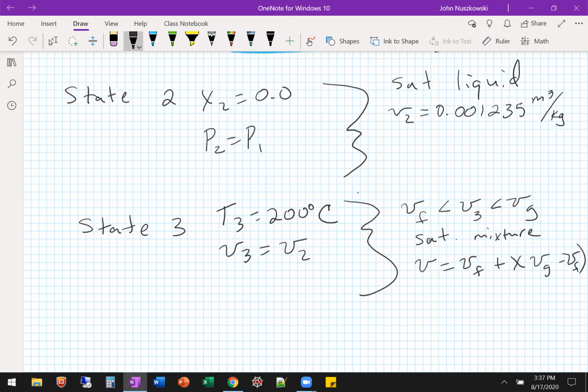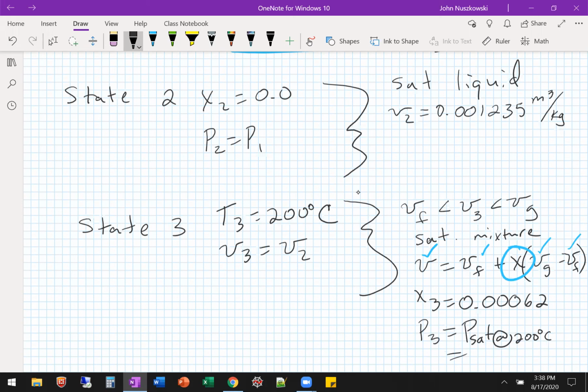All right, we get the vg at 200 degrees Celsius and the vf at 200 degrees Celsius. We have the specific volume, 0.001235, and we can use that to solve for quality, okay? So we get a pretty small quality here, okay? And we know it's saturated, right? If it's saturated, that means it's at the saturation conditions. So P3 is Psat at 200 degrees Celsius. When we look that up, it's 1555 kPa.